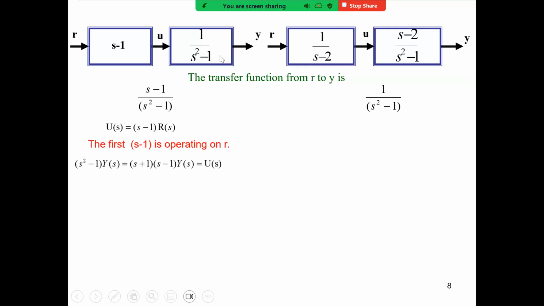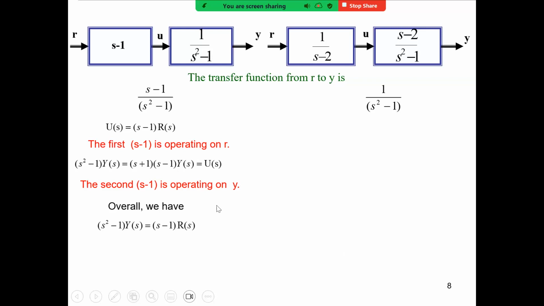Okay, and for this one, let's try to break down. Because we have this s squared minus 1, let's break down this s squared minus 1 into two parts. One is s plus 1 times s minus 1. So if you only pay attention to this s minus 1, actually, this one is operating on the output y, right? This factor.